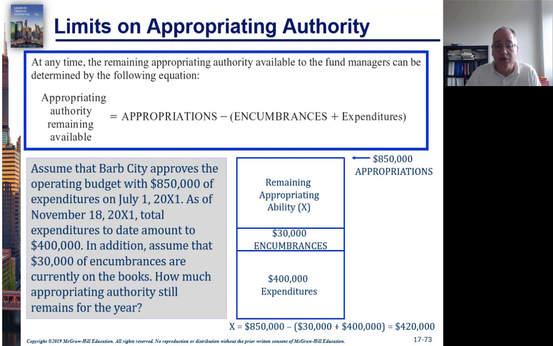So let's say they approve $850,000 as they did, and so far they expended $400,000 and they've got $30,000 in encumbrances. The idea of the encumbrances is that this is going to become an expenditure. So really, they've spent $400,000 and they've committed themselves to spending another $30,000. So they spent $430,000. So that would mean they have $850,000 minus $430,000, $420,000 left to spend. That's how much you've been authorized to spend based on this appropriation.